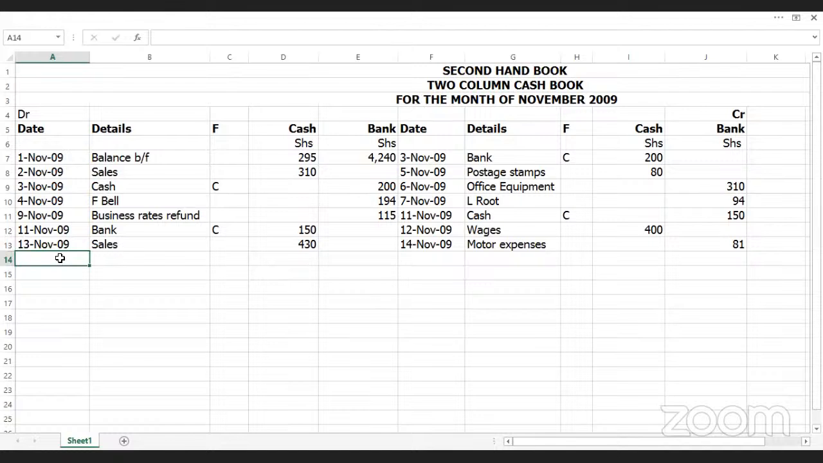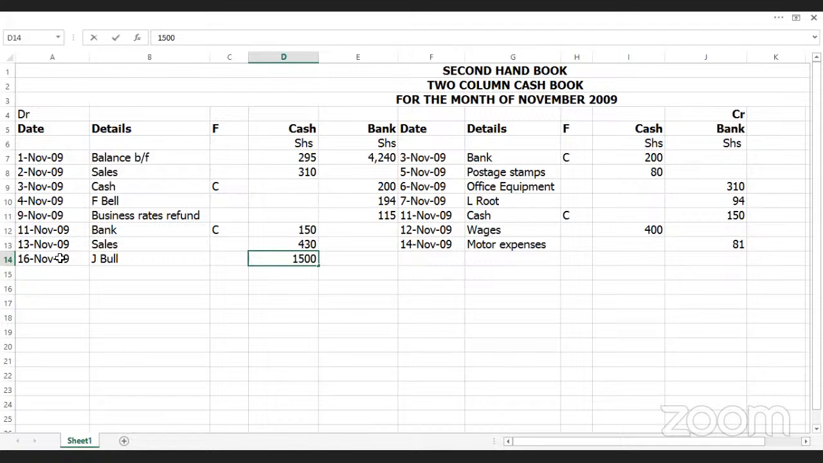That is on which date? On the 16th November 2009. Who gave the business money? J. Bull. How much? 1,500 in cash. Then what next?